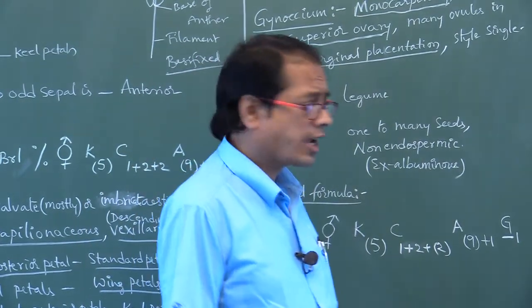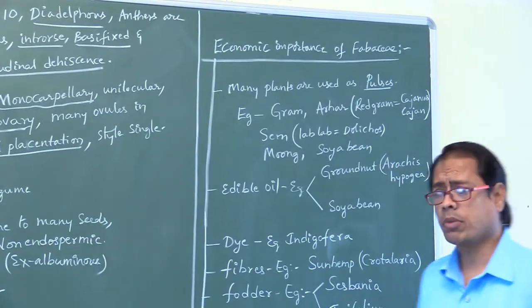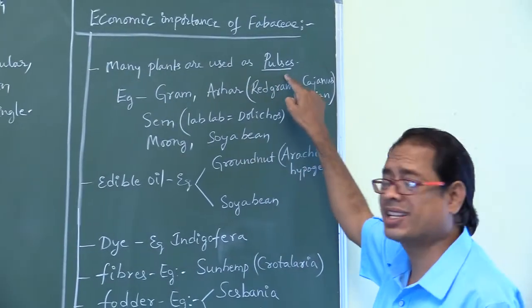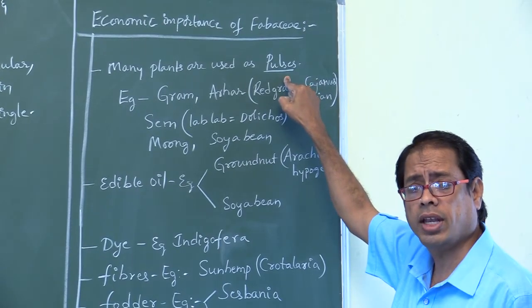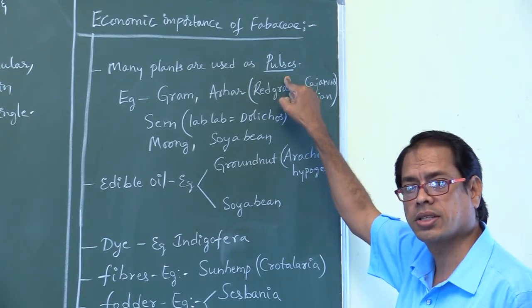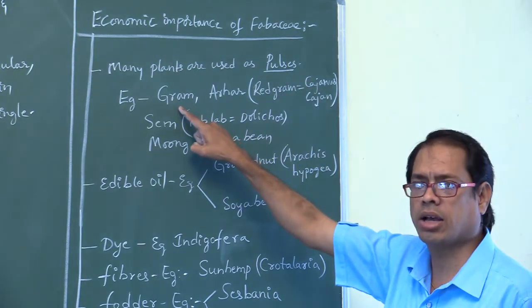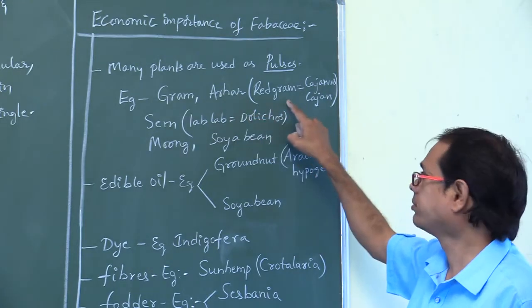Next, what is the economic importance of Fabaceae? Many plants are used as pulses. Pulses are rich in proteins. What are the examples? Gram, arhar, that is red gram.